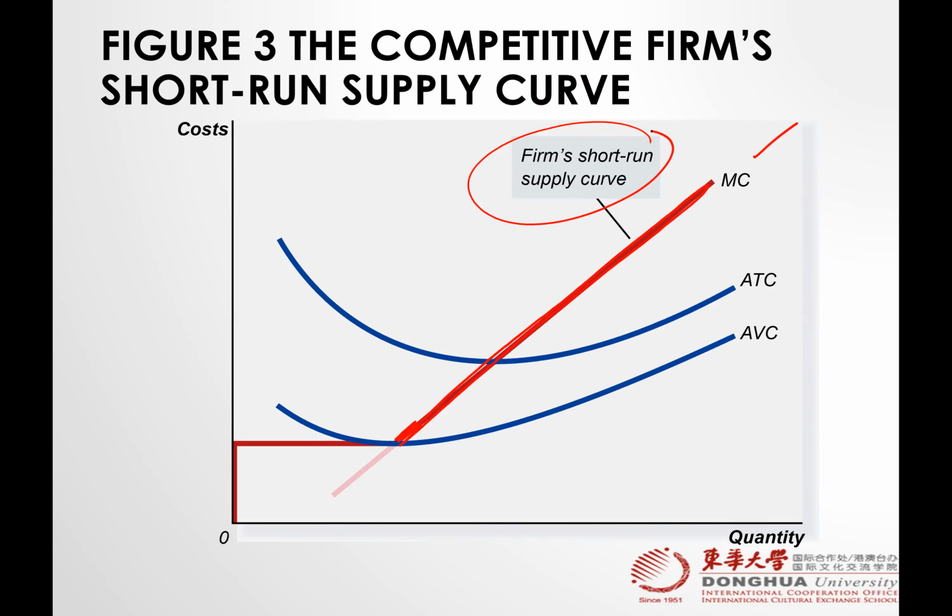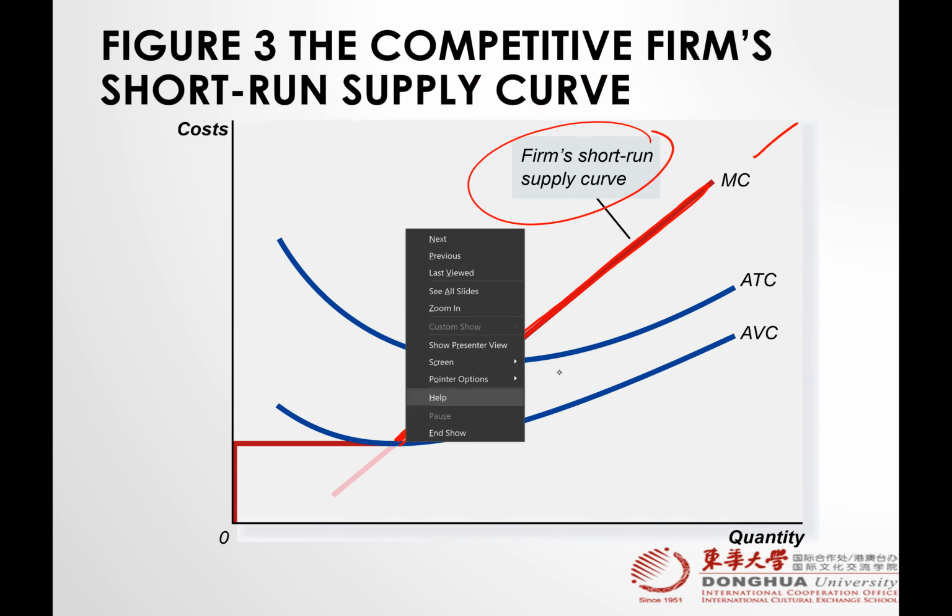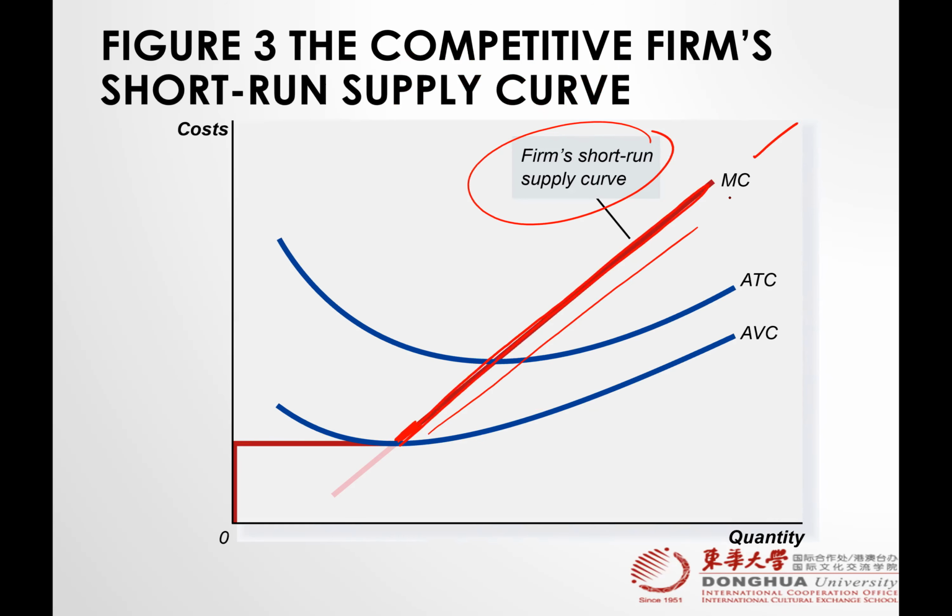In a perfectly competitive firm, the supply curve in the short run is going to be that part of the MC which is above the average variable cost. That is true, right? Any question?